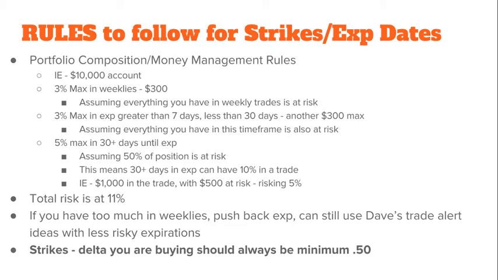Okay, so these are some rules that I made for people to follow on strikes and expiration dates. Strikes, no matter what expiration: your delta should always be a minimum of 50 on whatever strike you're buying. So that's pretty easy for the strikes. Your delta should determine what strikes you're picking on the options, and no matter what the expiration, the delta should always be a minimum of 50.